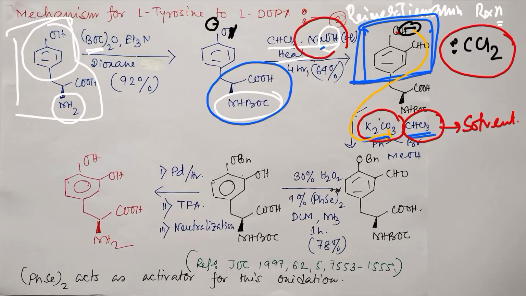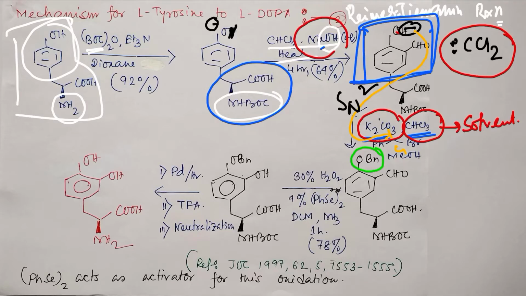it attacks via an SN2 process. I guess it is not visible. So it attacks through an SN2 process and ultimately the benzyl ether is produced. Just look at it. Fine. Actually this is a protection. Okay, protection of OH.